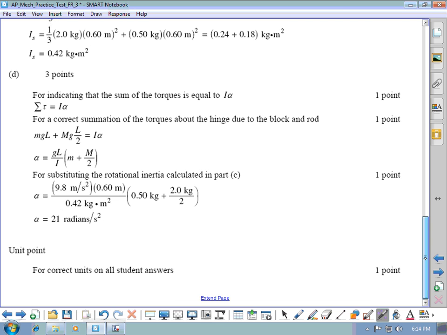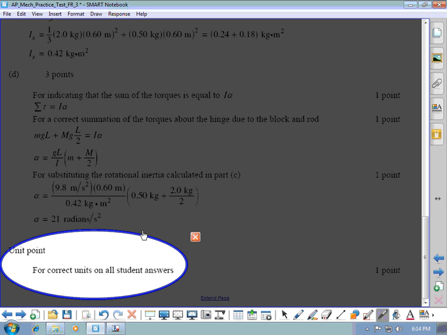And then finally, they sometimes do have this. There was 1 point for correct units on all of your answers. If you didn't answer a part, you could still get full credit for the unit points if you had units on all of your answers that should have had units.